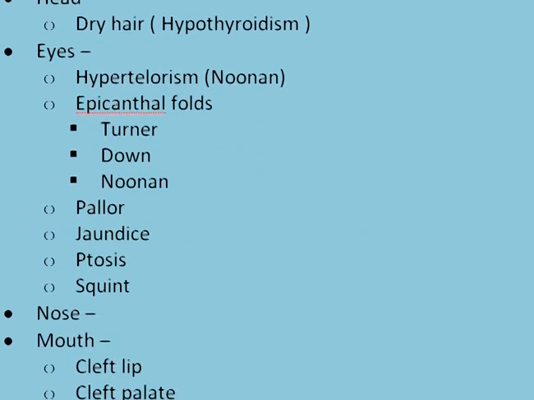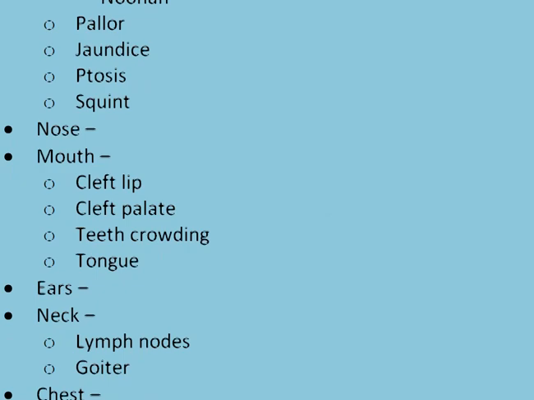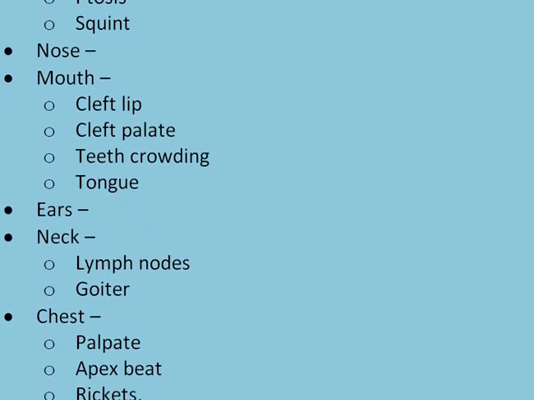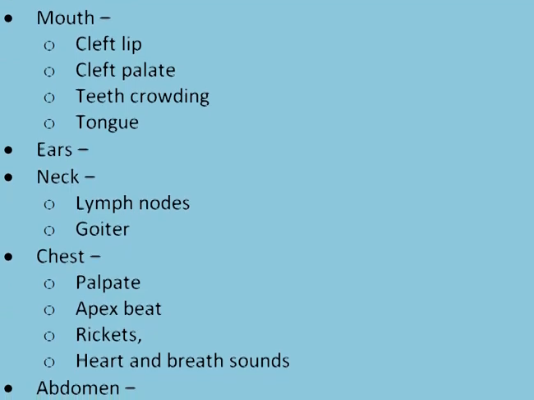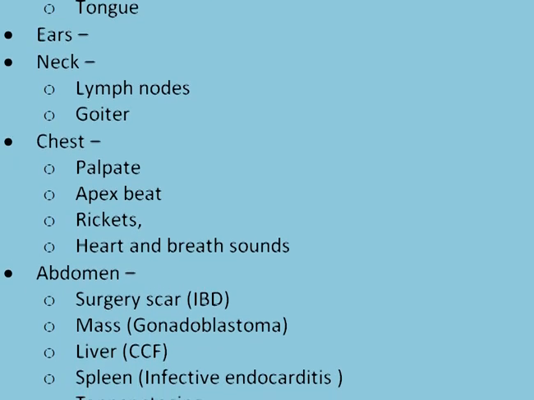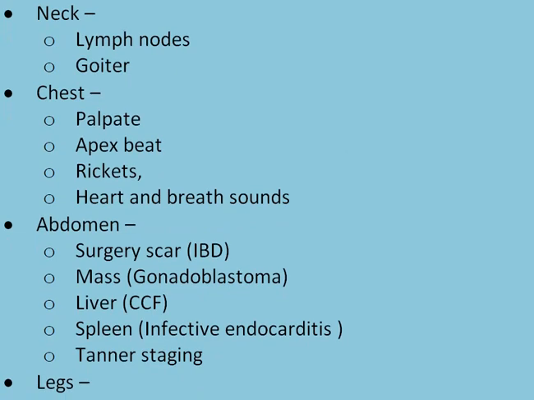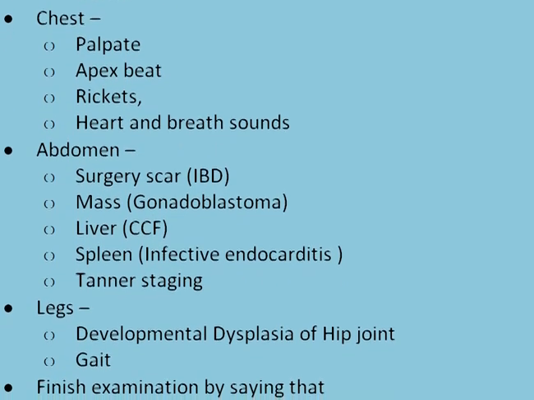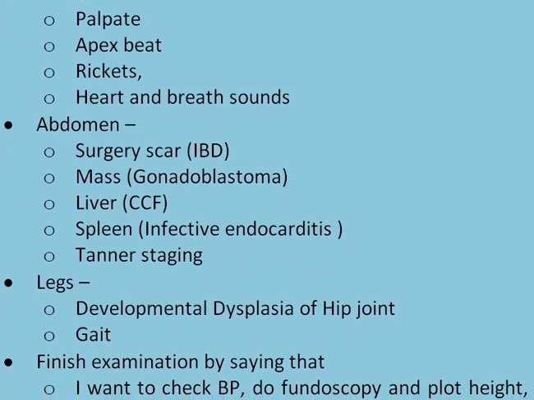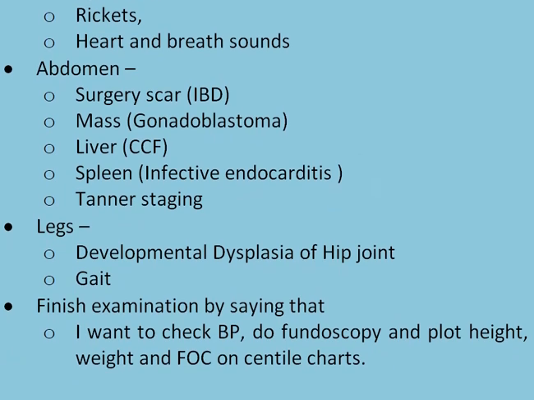Then come to the nose, check the nose, mouth for the cleft lip, cleft palate, teeth crowding, and tongue. Then check the ears, then neck for the lymph nodes and goiter. Then check the chest, palpate, apex beat, signs of rickets, heart and breath sounds. Then in the abdomen, see any surgery scars which can be due to IBD, mass due to gonadoblastoma, liver CCF, spleen infective endocarditis, and Tanner staging. But ask the examiner before doing this. And check the legs for developmental dysplasia of the hip joint, gait, as already mentioned. Then finish your examination by saying that I want to check blood pressure, do fundoscopy, and plot height, weight, and FOC on centile charts.